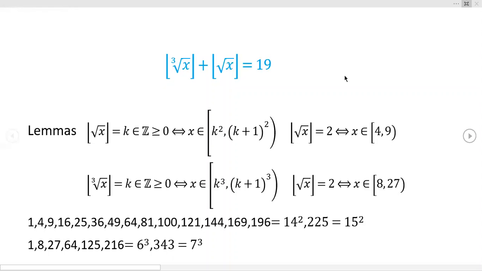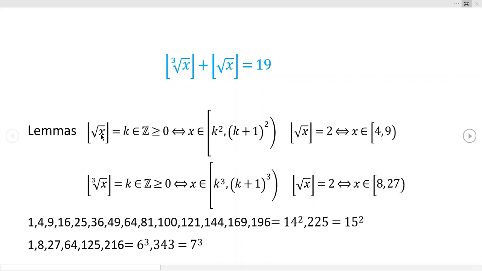The floor of two radical terms. In other words, it's the floor of the cube root of x plus the floor of the square root of x equals 19. Now, just for computational ease, I've put together a couple of lemmas here.